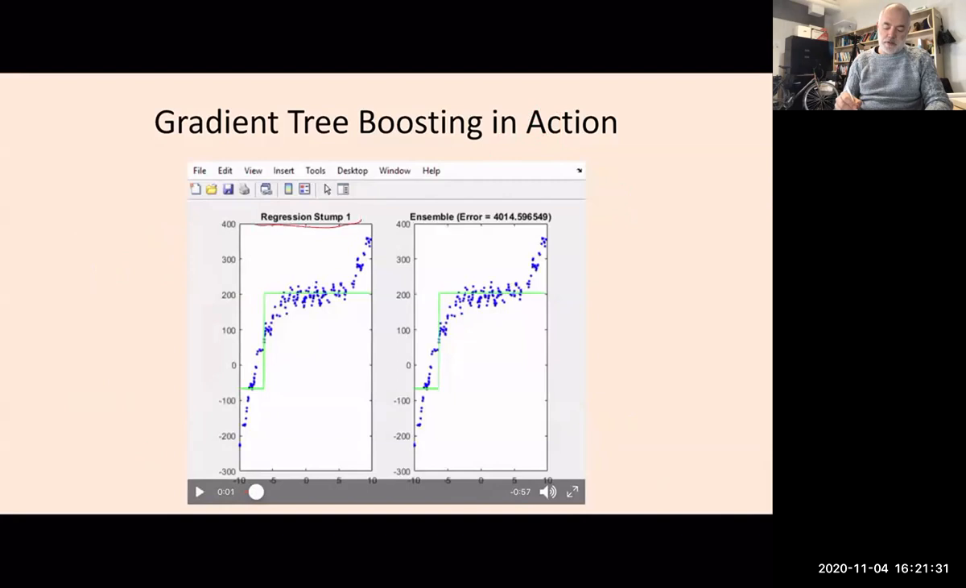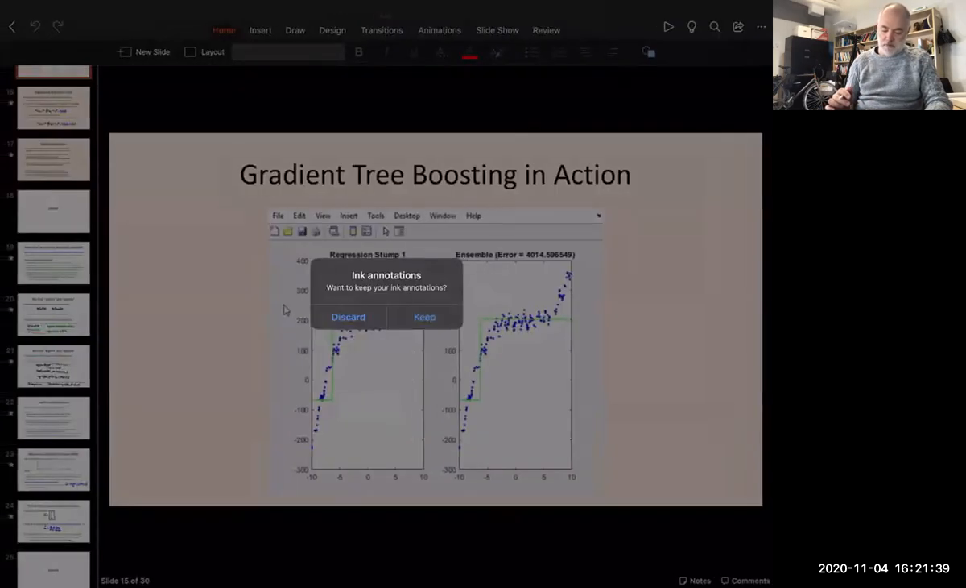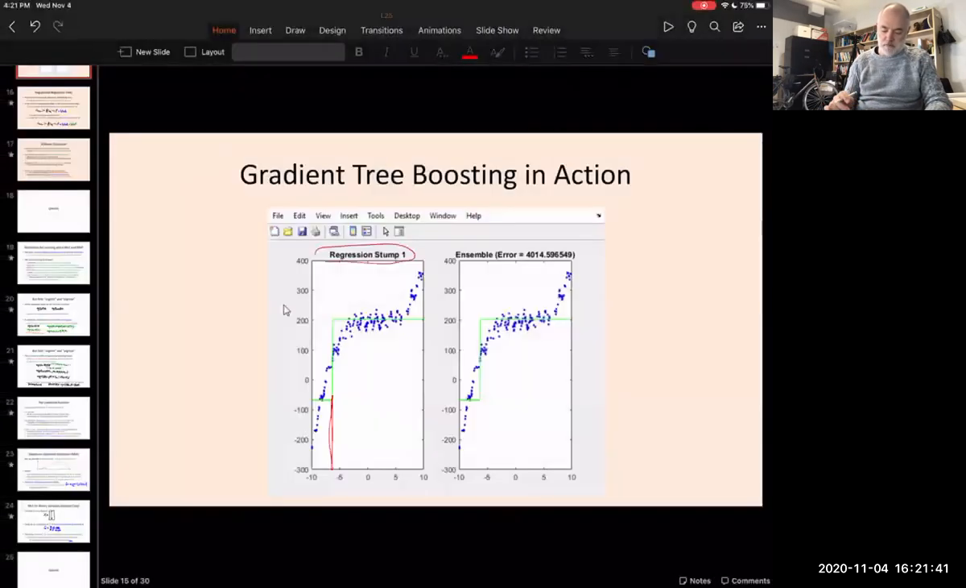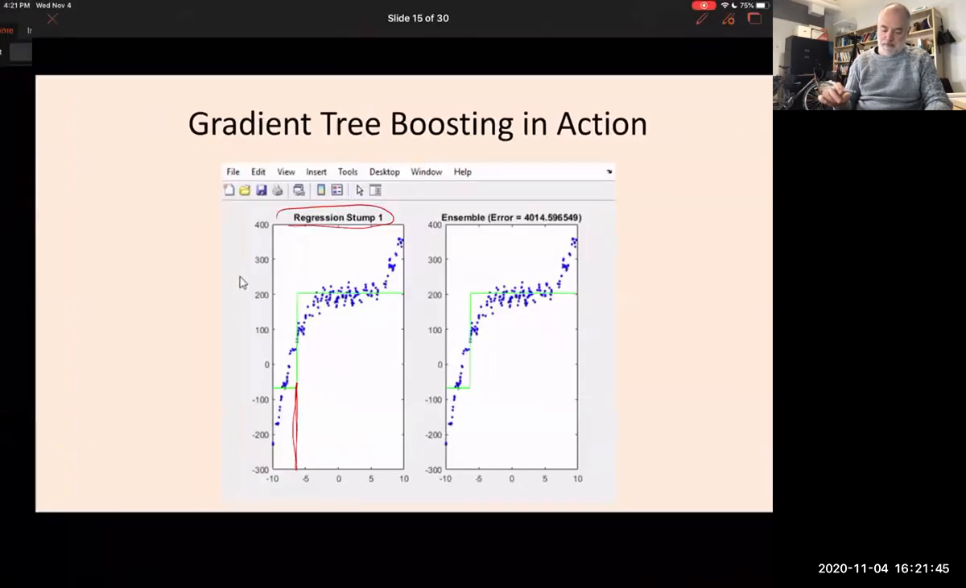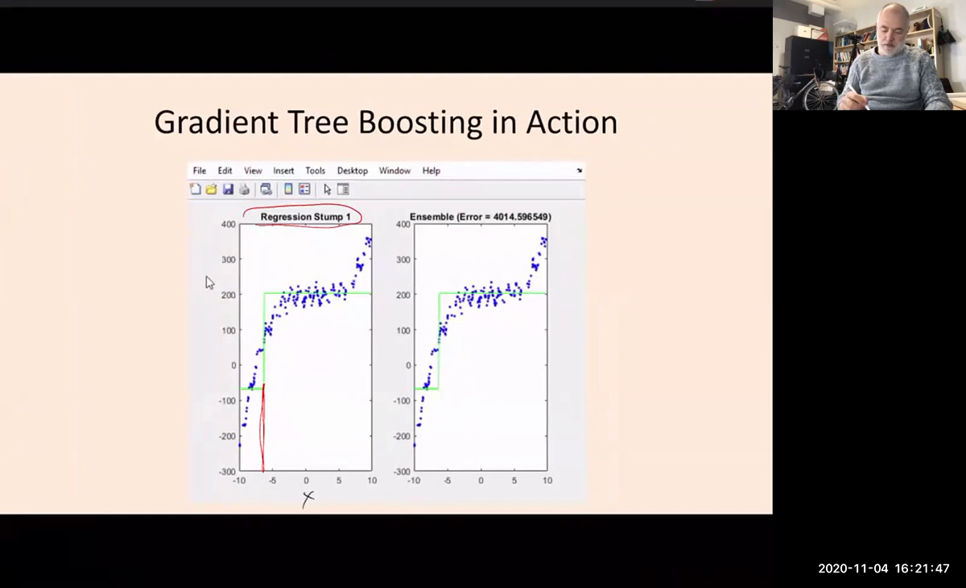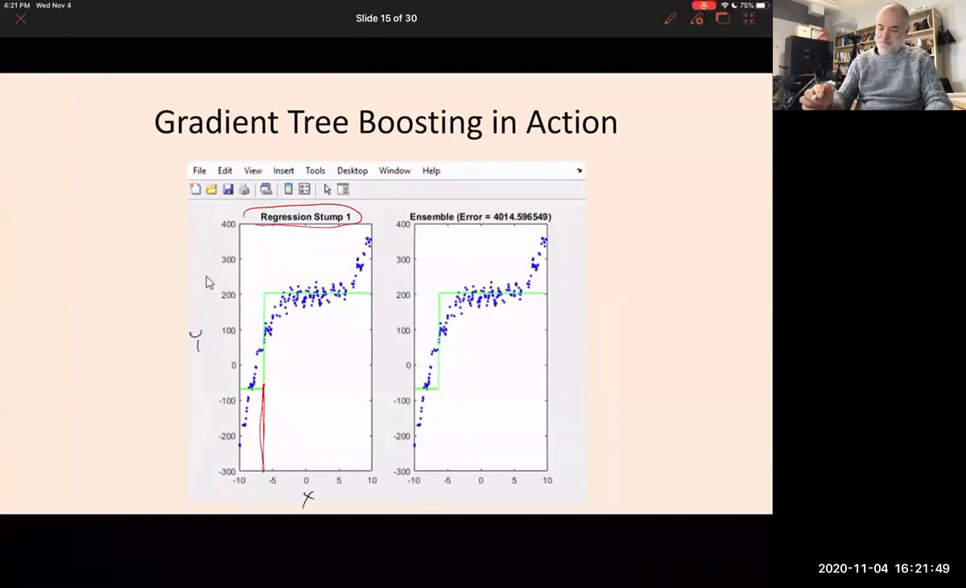Here's one of the regression stumps that we talked about. Clearly there's a split in the X value here, right? So this is, down below. Down here is X, over here is Y.